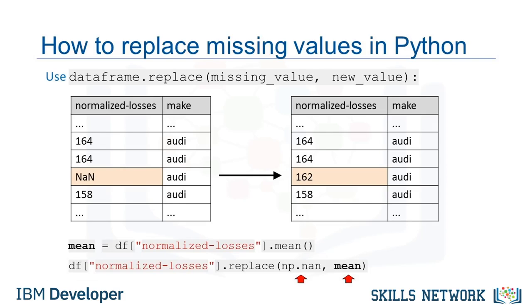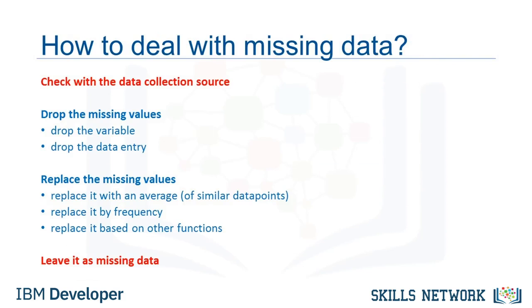So we've gone through two ways in Python to deal with missing data. We learned to drop problematic rows or columns containing missing values, and then we learned how to replace missing values with other values. But don't forget the other ways to deal with missing data. You can always check for a higher quality data set or source. Or, in some cases, you may want to leave the missing data as missing data.